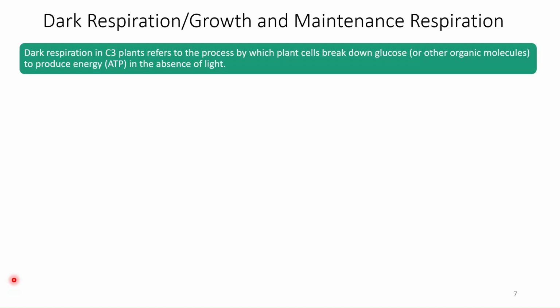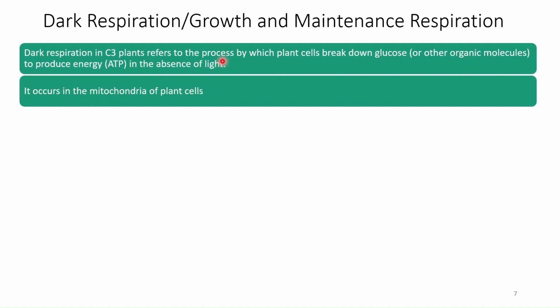carbohydrate manufacture. Now, another important process that is related to photosynthesis is dark respiration, which is also called growth and maintenance respiration. It occurs in plants, and unlike photorespiration, this is a very important respiratory process happening in plants to maintain energy and promote growth. So, dark respiration is the process in which plant cells break down the glucose that is obtained during the photosynthetic process to produce energy in the absence of light. So, this respiratory process, unlike photorespiration, doesn't need light, and it is a very important process for the plant to grow and maintain its energy.